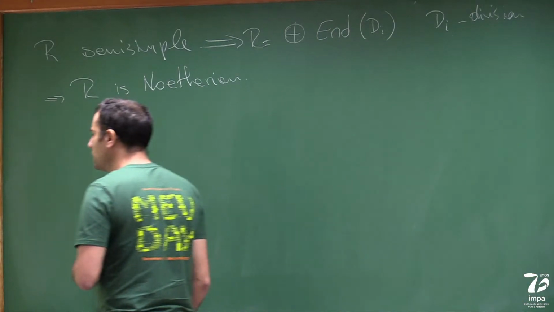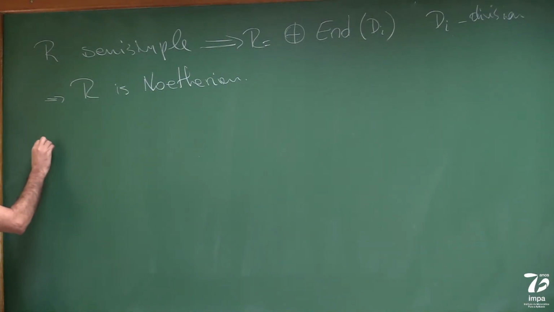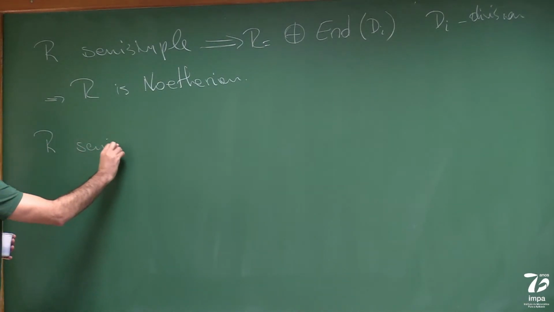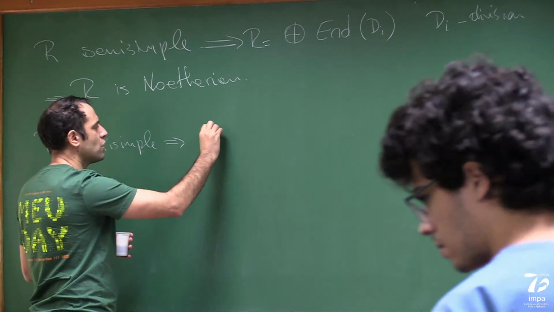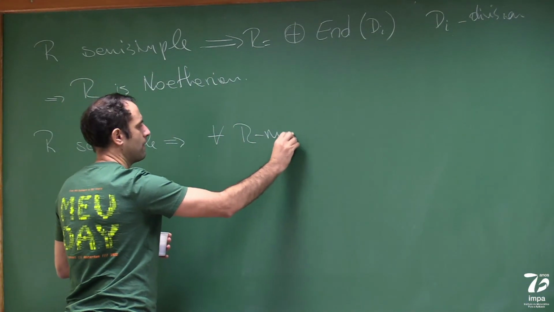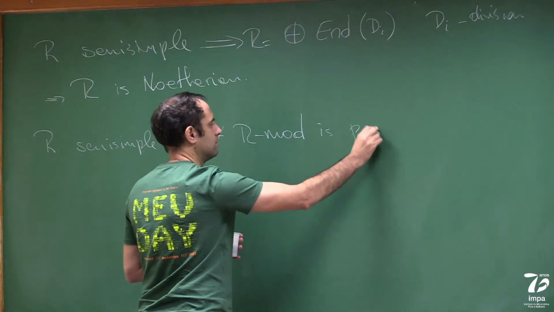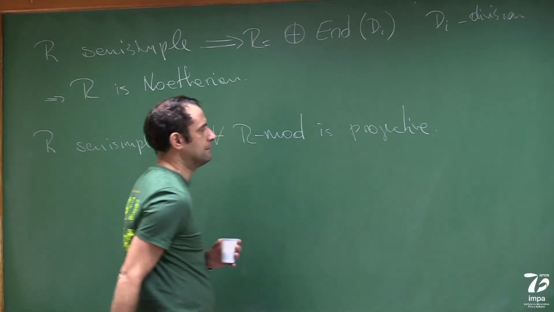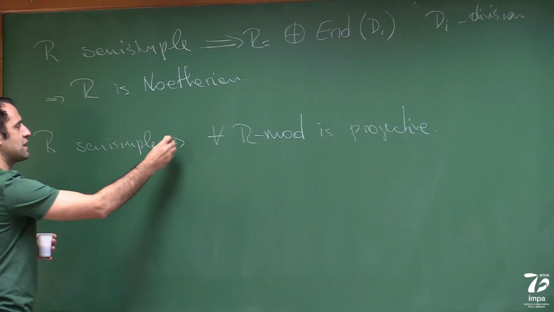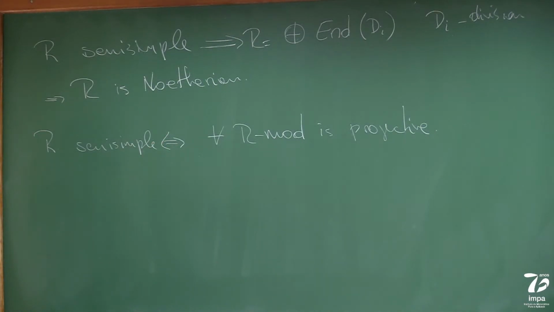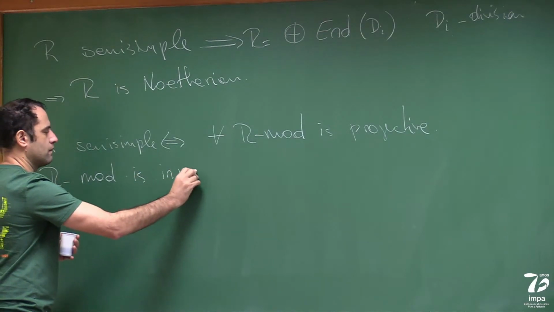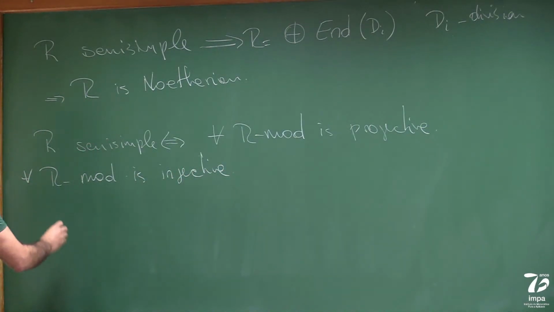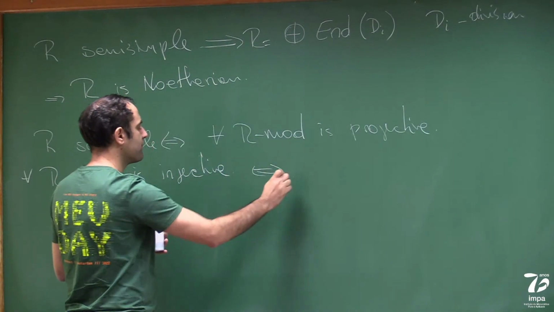And what we've seen already is that if R is semi-simple, then this implies that every R module is projective. And if every R module is projective, of course, this is going to happen as well. Every R module is injective. So this we also proved. That was an if and only if.